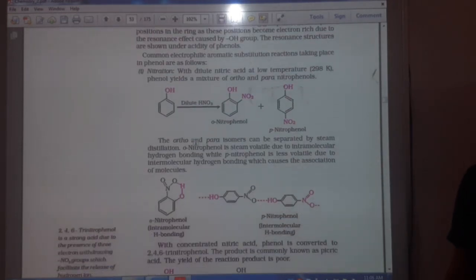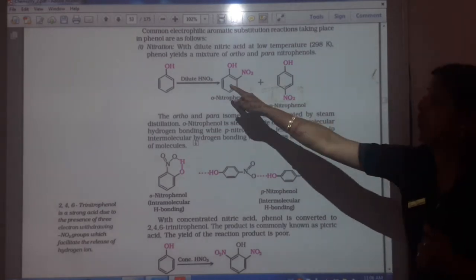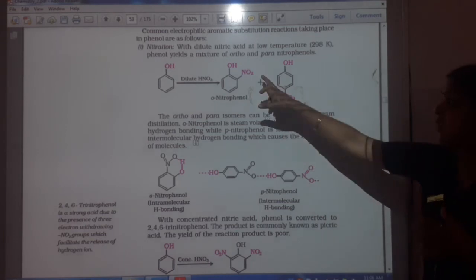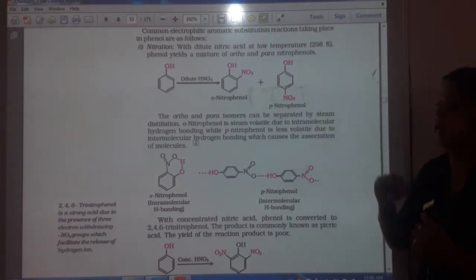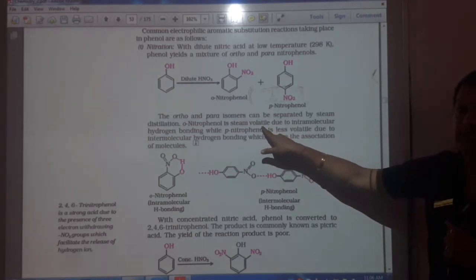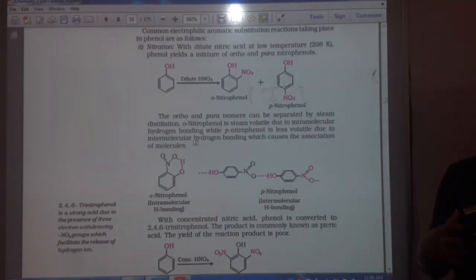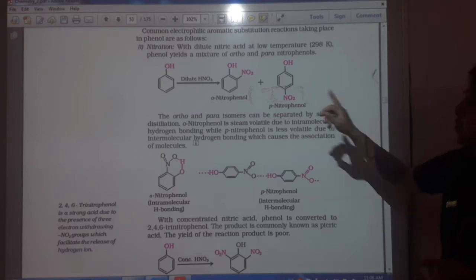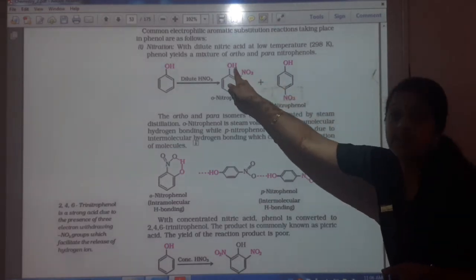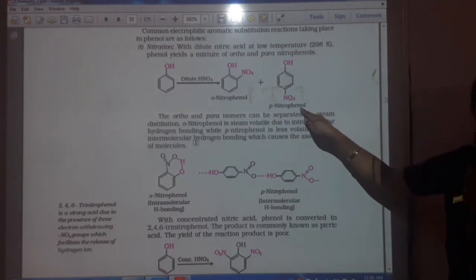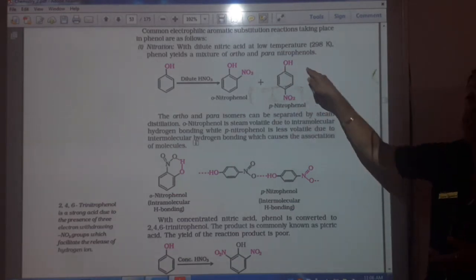First one is nitration. Phenol, when it is treated with just dilute, means simply nitric acid, you get orthonitrophenol and paranitrophenol. But this orthonitrophenol is steam volatile. What do you mean by steam volatile? It can immediately get converted into its vapor form because of the intramolecular hydrogen bonding. If you see, they can easily form a hydrogen bond between this hydrogen and oxygen.